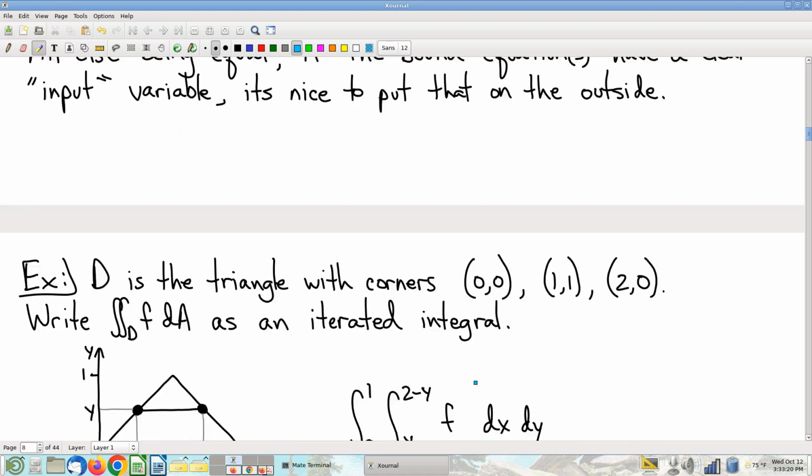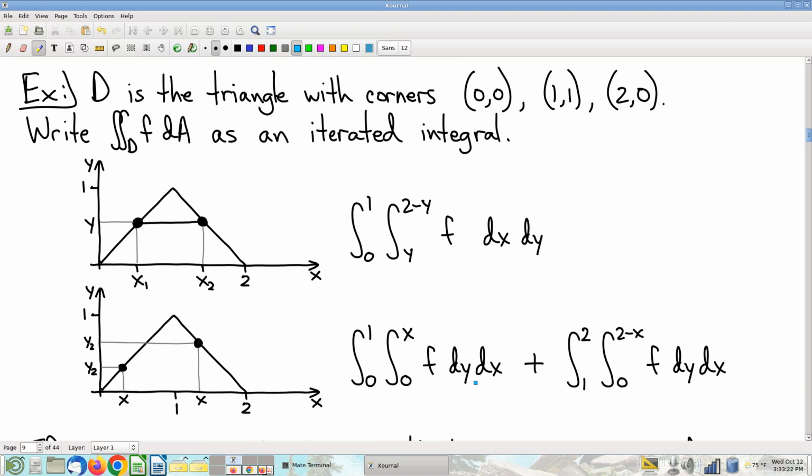Okay, here's another. I'm going to call it another example. It's really kind of two examples, but again, the upshot is to learn a lesson and get some guidance on how to choose whether I should do dx dy or dy dx. Starting with our domain, it's this triangle here with certain corners given.